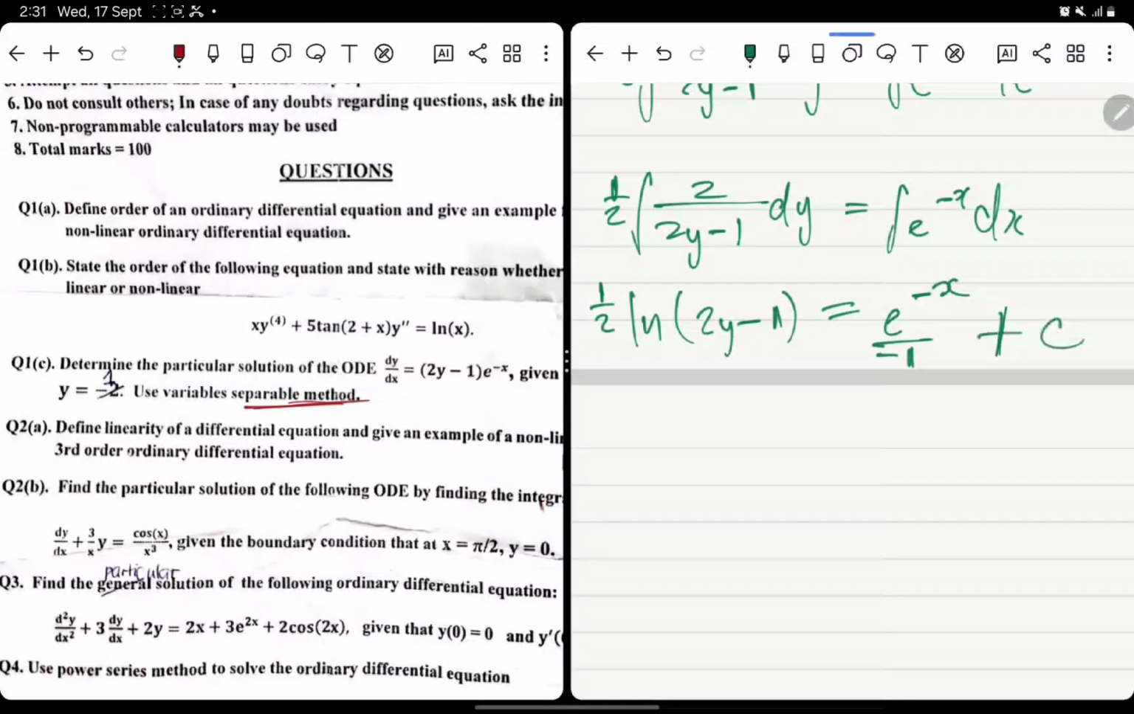Then we can add our constant on the right. We don't care where you add it. You could have added it on the left. So here you're going to have half ln of (2y minus 1) is equal to negative e to the negative x plus c. We can have it like this.